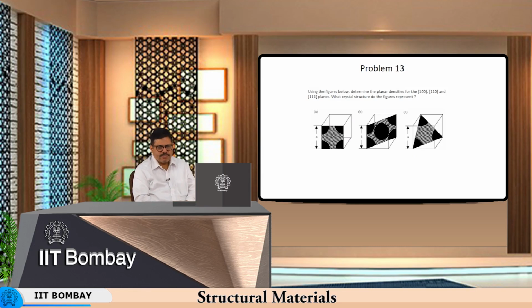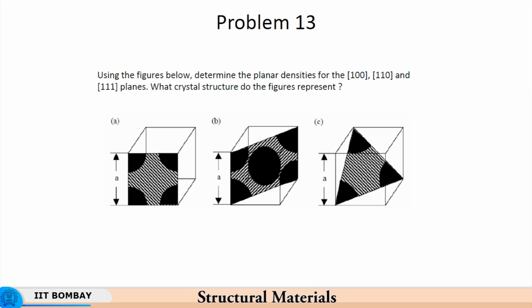Now, we come to the solution of problem number 13, where you have different planes and you have to find the planar densities for these planes. What it means is that you need to find out the number of atoms per unit area of the plane. Basically, that is what it means. And so, we have different areas.